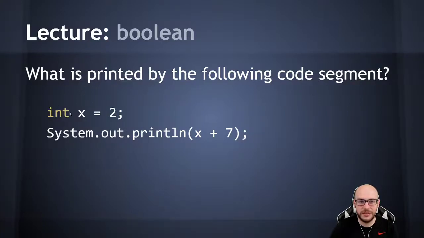Not a trick. I've got x, which has a value of 2. We're going to do 2 plus 7. We get 9. Okay? What is printed by this code segment? Okay, what we get out of this is true.